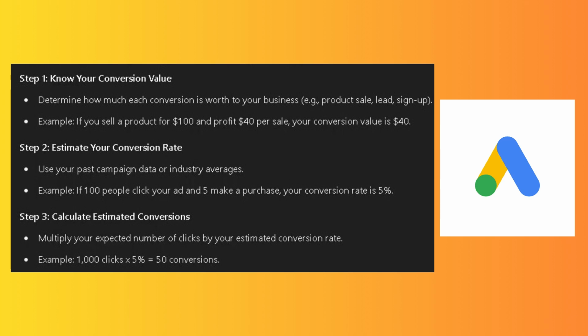Estimate your conversion rate. Use past campaign data or industry averages. For example, if 100 people click on your ad and 5 make a purchase, your conversion rate is 5%. Calculate estimated conversions. Multiply your expected number of clicks by the estimated conversion rate. Example: 1,000 clicks times 5% is 50 conversions.